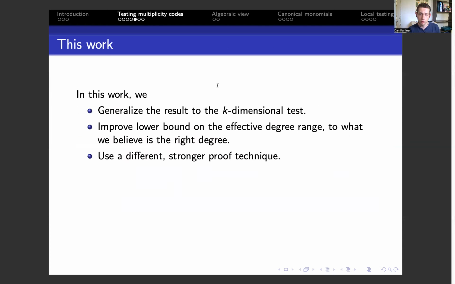So in this work, we generalize the previous result to a general k-dimensional test. We improve the lower bound on the effective degree range in the k equals 2 case to what we believe is the right degree, though we haven't been able to show a matching upper bound. And we use a different proof technique that we think is stronger. So even our proof of the original k equals 2 result is different in this work.